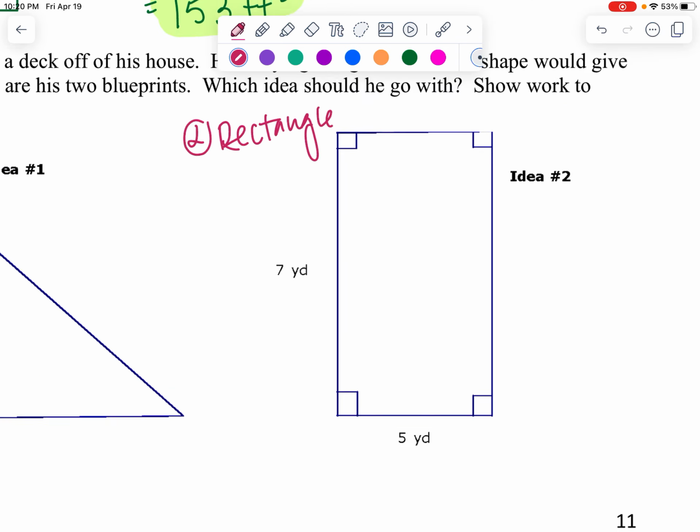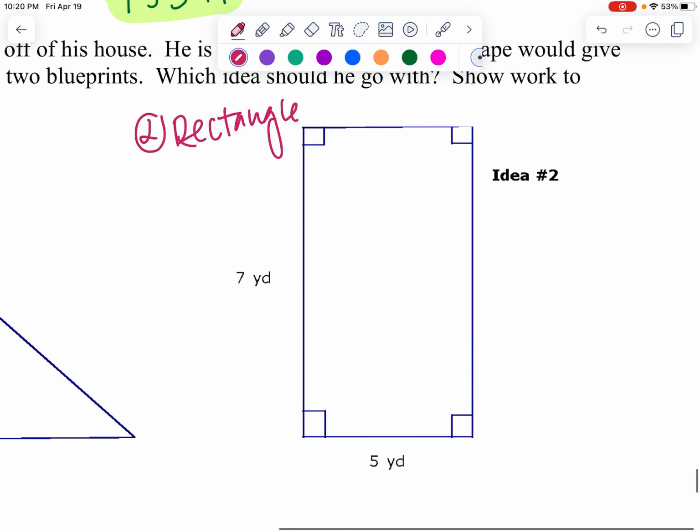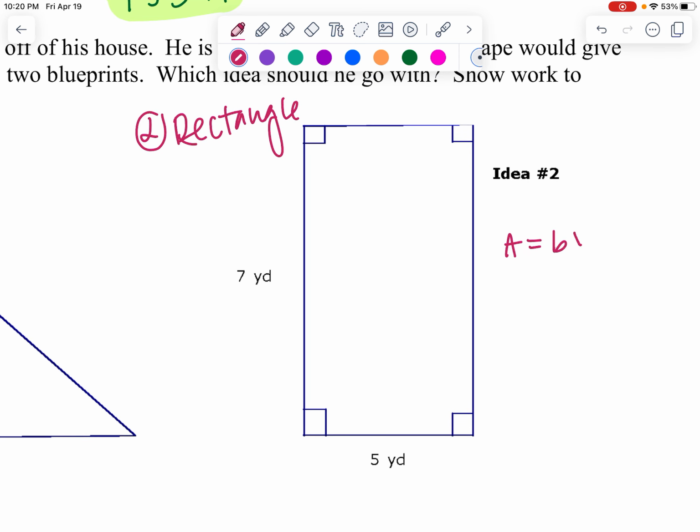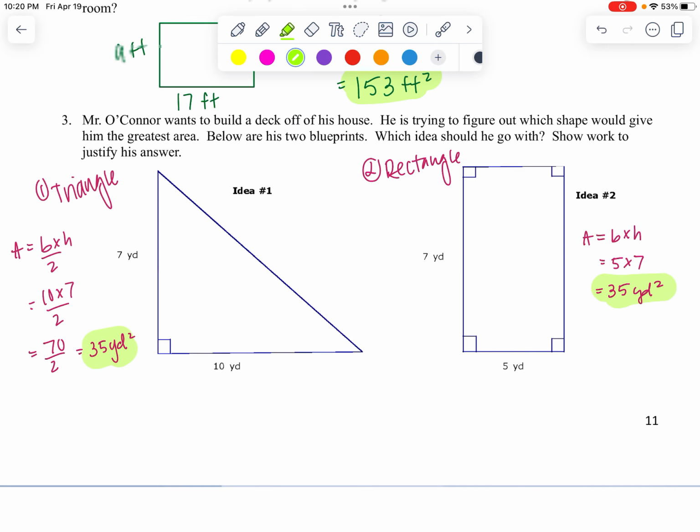Let's look at my rectangle. We all know we're dealing with base times height. My base was 5, my height is 7. That gives me 35 yards squared. But wait, isn't that the same exact thing? So really, there is no right or wrong answer. Mr. O'Connor can go with either idea because they both give the same amount of area. They both give the 35 yards squared.